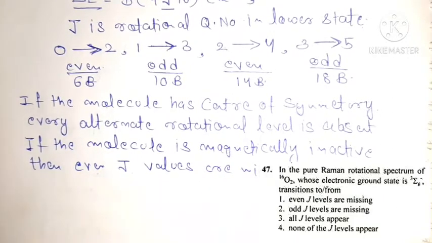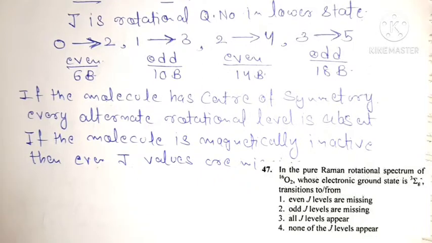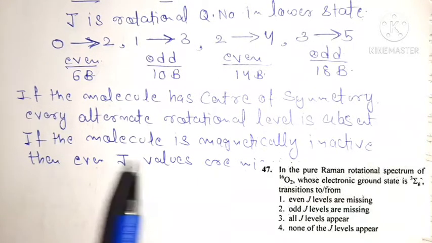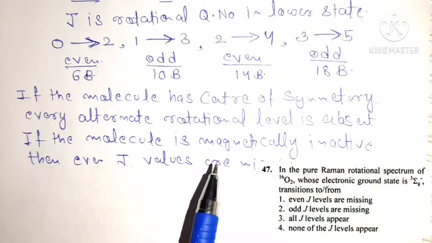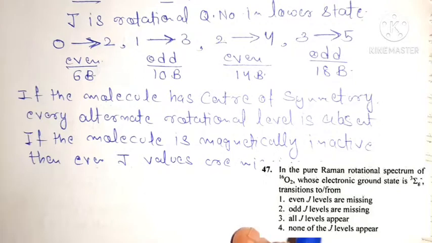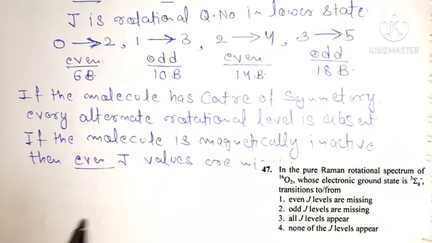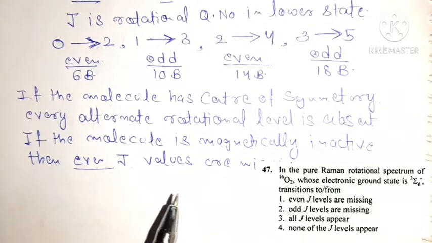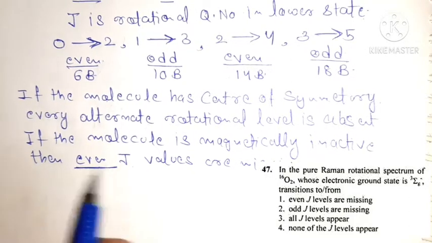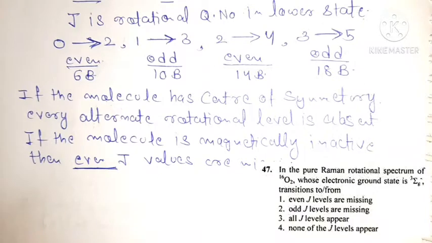First of all, if the molecule has a center of symmetry, then it shows abnormal Raman spectra. Now in abnormal Raman spectra, what J values are missing? The deciding factor is that if the molecule is magnetically inactive, then even J values are missing, and if the molecule is magnetically active, then odd J values are missing. For example, the O2 molecule is magnetically inactive, so in the abnormal Raman spectra of the O2 molecule, all even J values are missing.